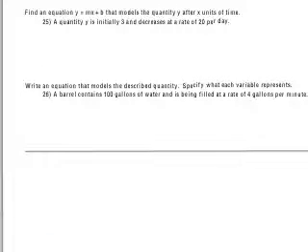Okay, number 25, actually, and number 26, they're both similar problems. Number 25 is find an equation y equals mx plus b that models the quantity y after x units of time. A quantity y is initially 3 and decreases at a rate of 20 per day. All right, that's 25. And then 26 is write an equation that models the described quantity. Specify what each variable represents.